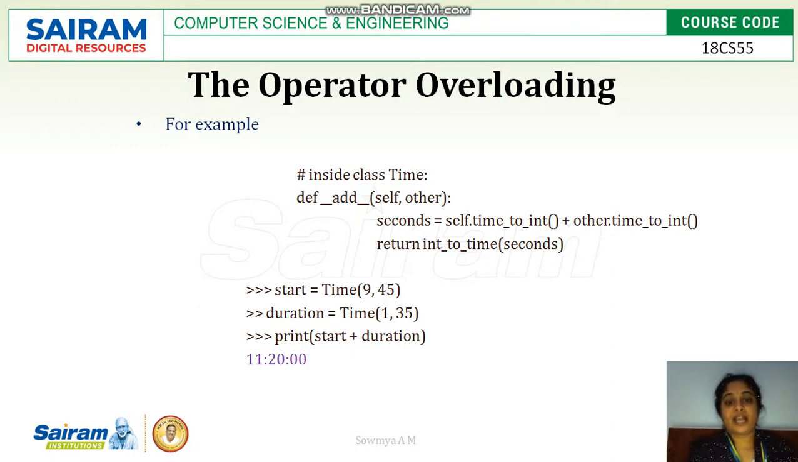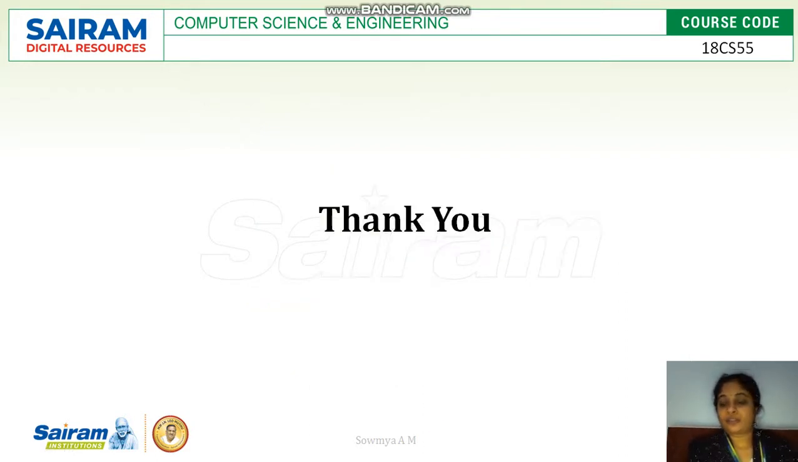If you print start plus duration, here the operator is overloaded with the add function. This is a method which is invoked automatically for start plus duration. So the operator is overloaded with a method. Based on the operator, if the method is defined, it will call that method, so the start object will call the overloaded add for calculating start plus duration. So I hope you understood the topics. Thank you.